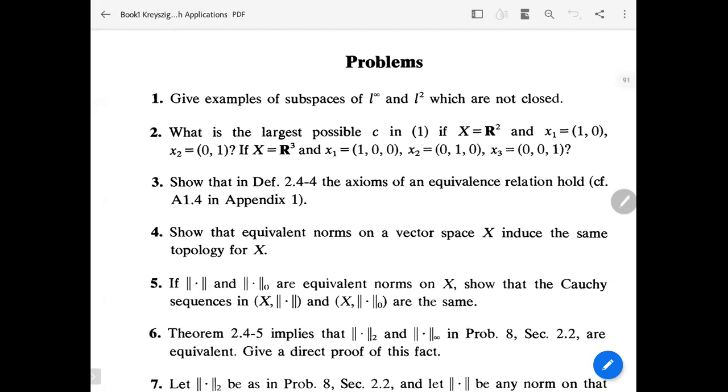So if you look at question number 3 and 4, 3: show that definition 2.4.4, that is the definition of equivalent norms we just discussed, the axioms of equivalence relations hold.